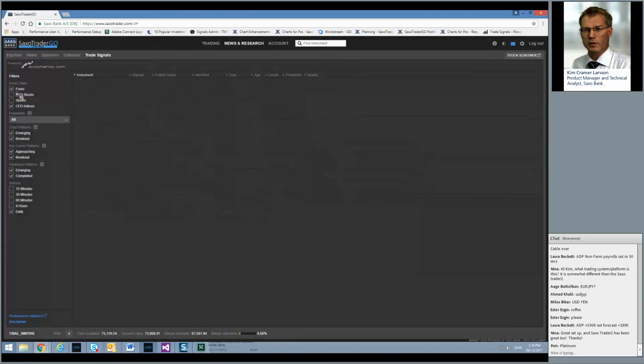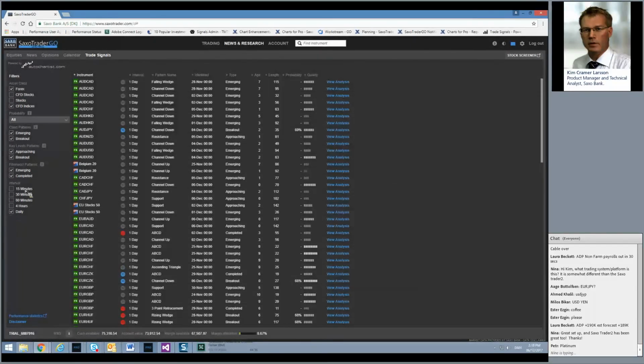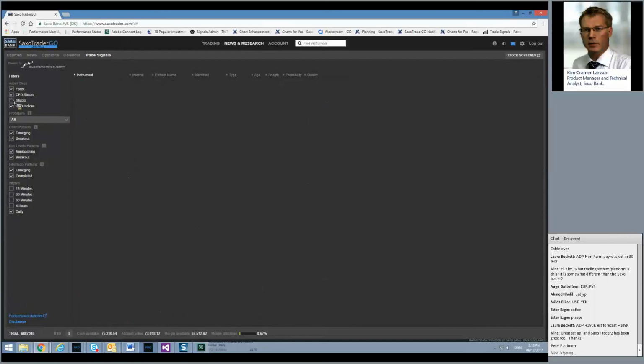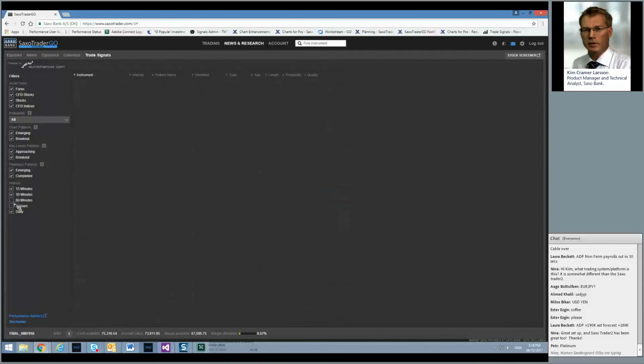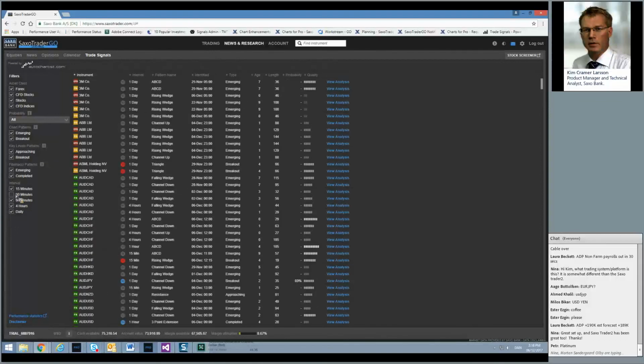We have 55 currency pairs on time intervals from 15 minutes, 30 minutes, 60 minutes, 4 hours, and daily. We have stocks and CFD stocks on daily charts, and we have CFD indices also on 15 minutes and so on. And it's free for all users. You will find it in here, but you also find it in other places on the platform.